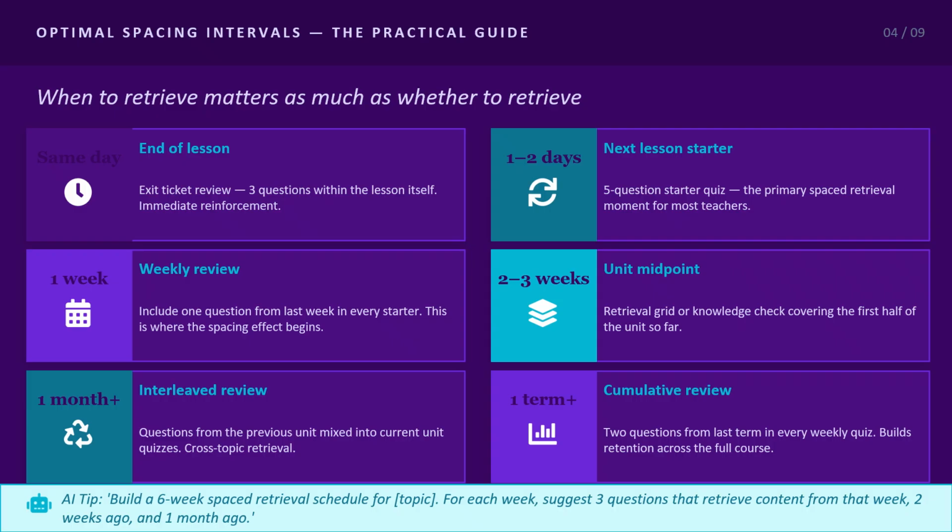So again, there's an AI prompt at the bottom of the screen. Build a 6-week spaced retrieval schedule for, and then put your topic. For each week, suggest three questions that retrieve content from that week, two weeks ago, and one month ago. Include brief model answers.